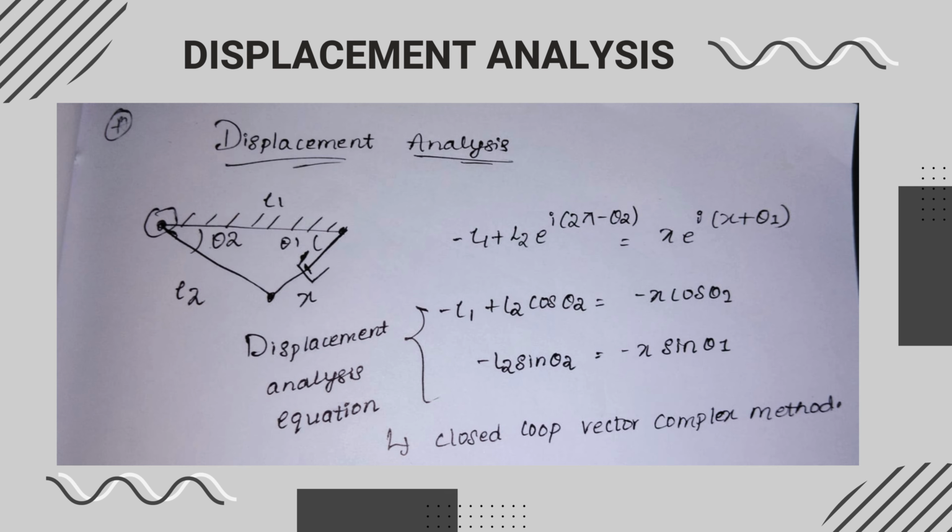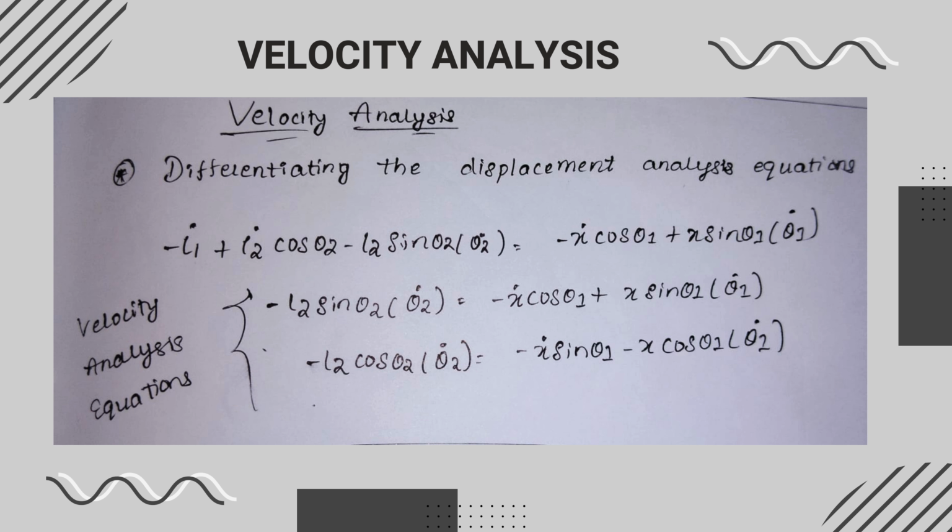Let's start with the displacement analysis. Using the vector closed-loop complex number method to solve this, we get the displacement analysis equations, as we know the location of all the points. For the velocity analysis equations, we need to differentiate the displacement analysis equations. We get two equations, and if we solve them, we get the velocity analysis of each point, theta 1 dot and theta 2 dot.